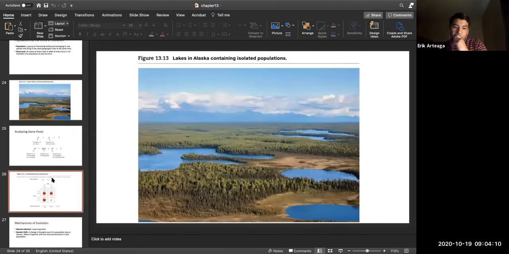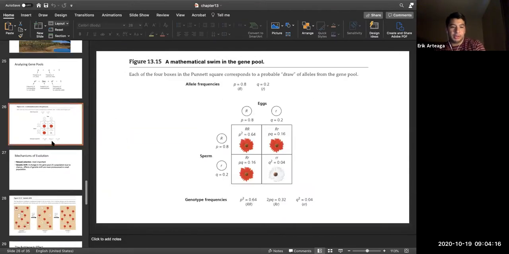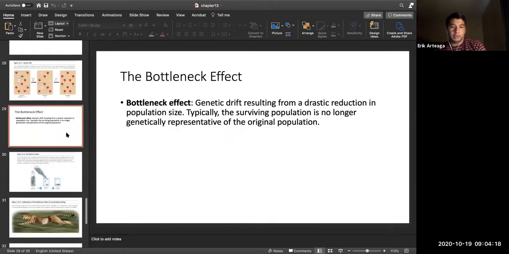We talked about the relative. We've done this in the lab, so you don't worry about it. I won't ask you. Bottleneck effect, genetic drift resulting from drastic reduction in population size. I think I talked about.